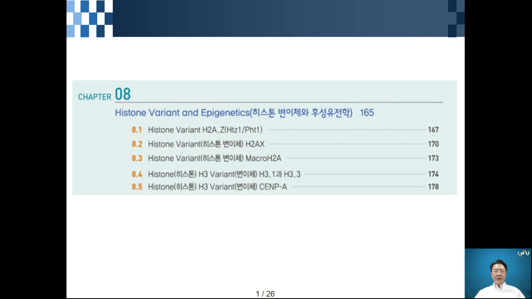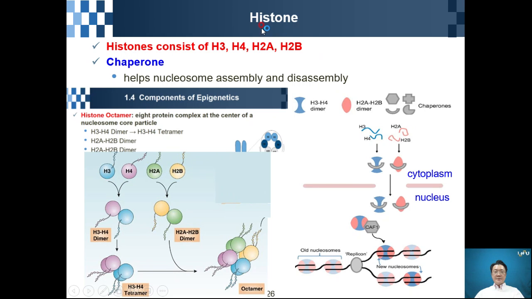Okay. Today we will learn Chapter 8. The title of Chapter 8 is Histone Variant and Epigenetics. In Chapter 8 we will cover 5 subjects, starting from the histone variant H2AZ, and finally we will cover the histone H3 variant CENP-A. Okay, so in this slide I will explain the histone.